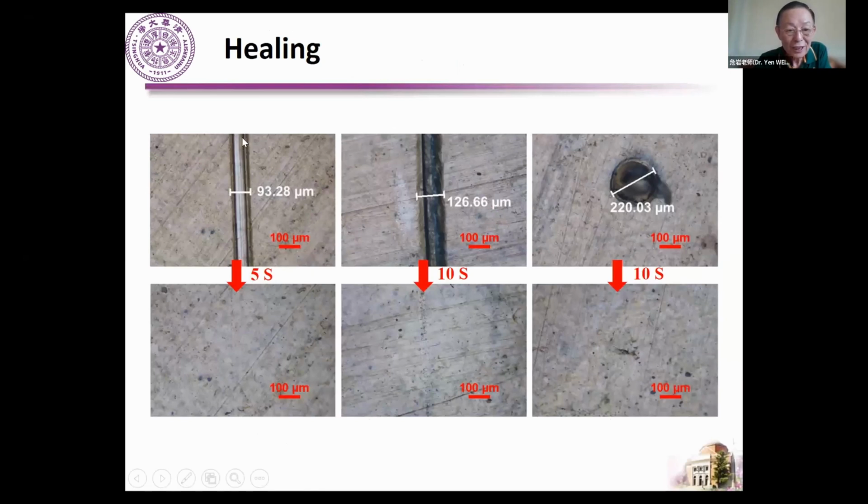If you use a sharp knife, cut a line on the material, and then shine light 5 seconds, this wound disappears. Okay, the large wounds, that's used a large knife, you cut them, and shine light 10 seconds, they're gone. Or use a pin, like a bullet hole, right? That's a push pin. We make a hole and shine light 10 seconds, it's gone.